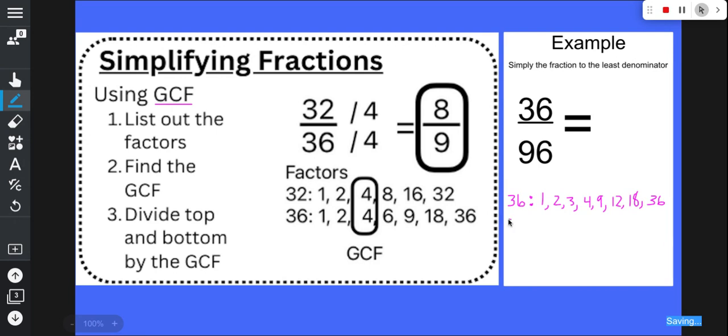Now I'm going to do the same thing with my 96. With 96, I know that 1 and 96 work. I know that 2 and 48 work. I know that 3 and 32 work. I know that 4 and 16 work.